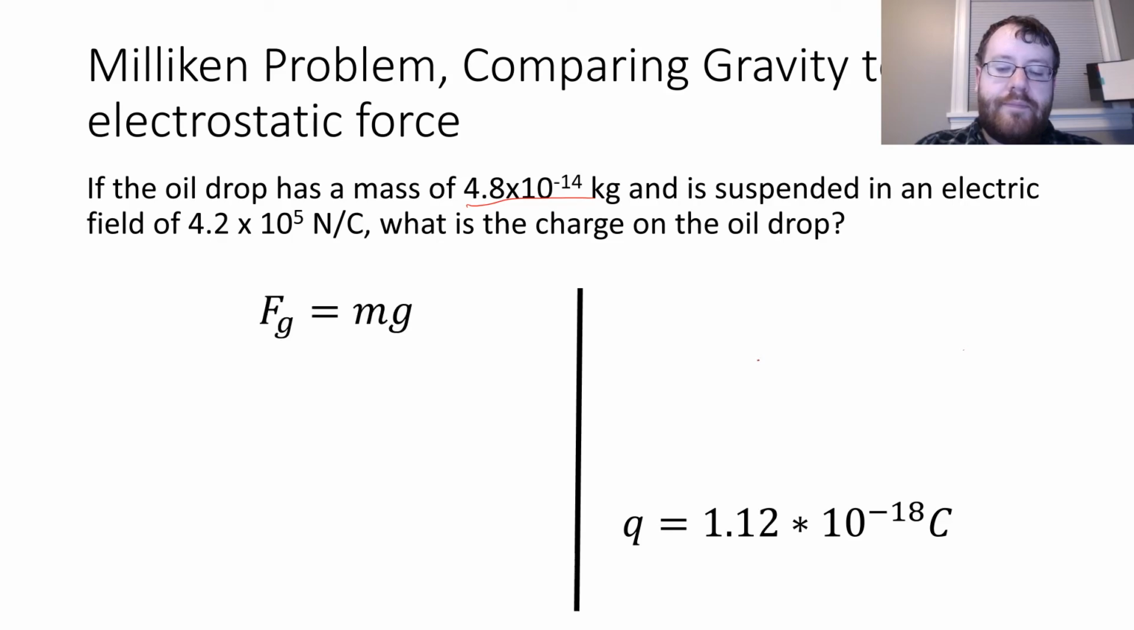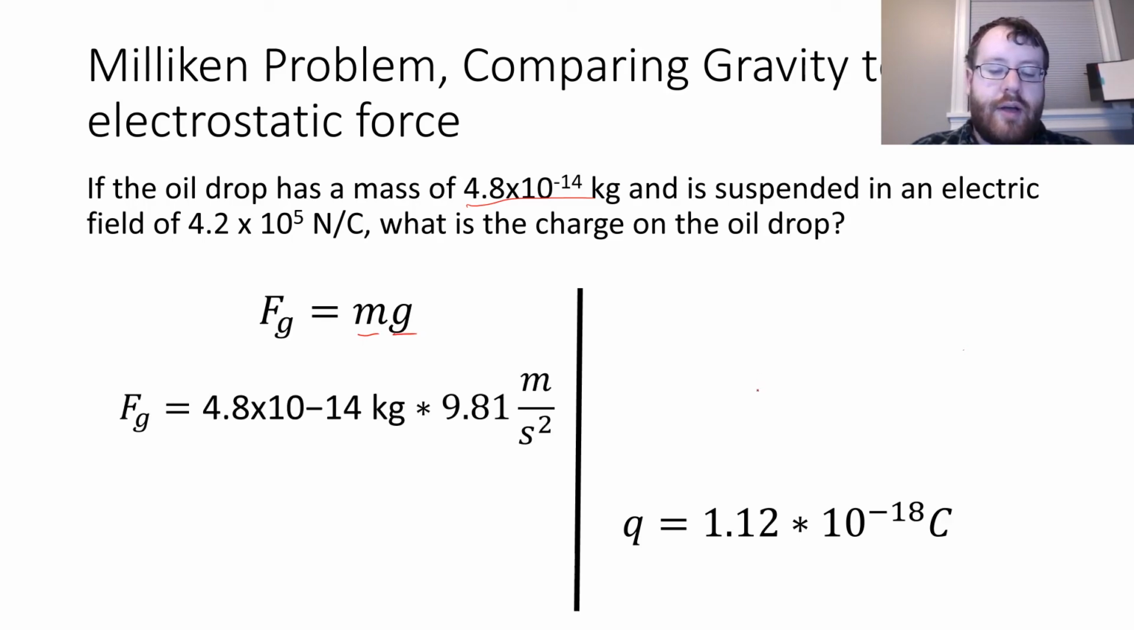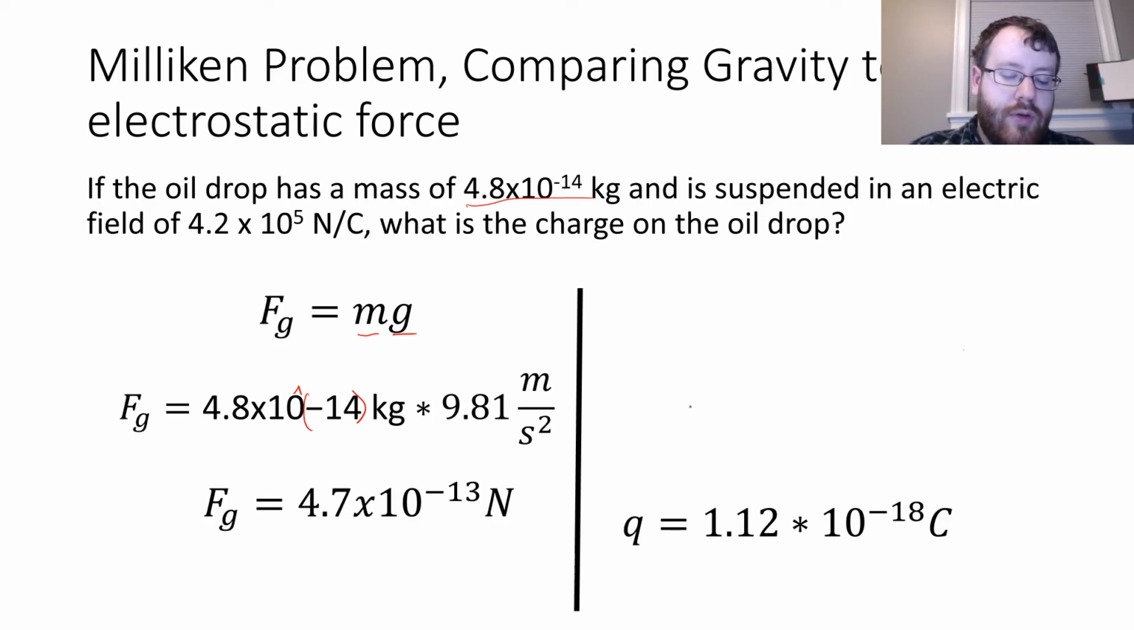The first step is to figure out the force of gravity on that oil drop. And we're just going to use the very traditional weight formula over here. I have the mass. We're on Earth, so I know the gravitational field strength is 9.81. So I just need to multiply the two values together. I apologize, this is supposed to be to the minus 14. And so when you multiply the two values together, you get 4.6 times 10 to the minus 13 newtons.